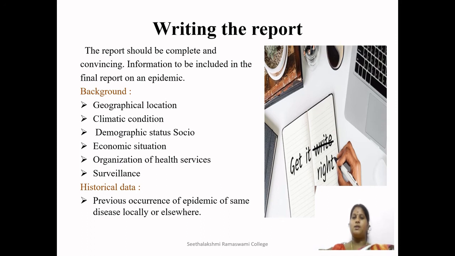The next step is historical occurrence. Historical data may include previous occurrences of epidemics of the same disease locally, or occurrence of a similar disease in the same area or in other areas.